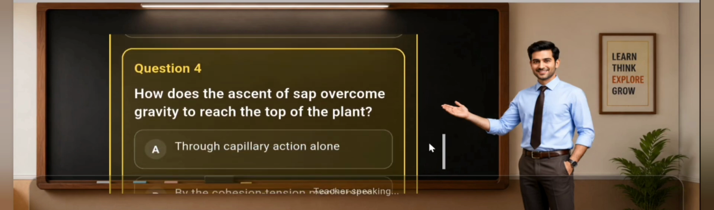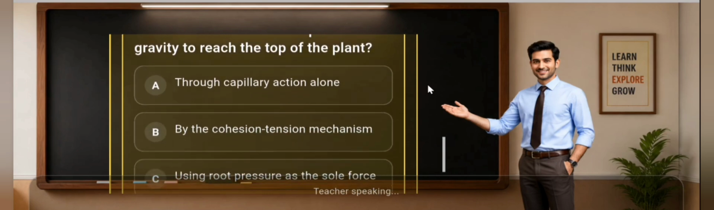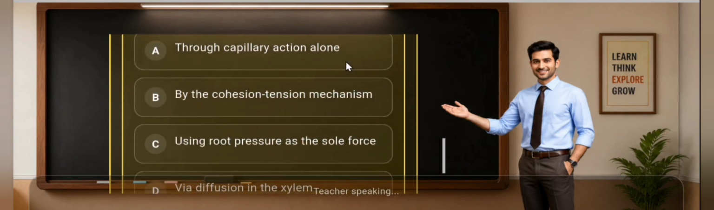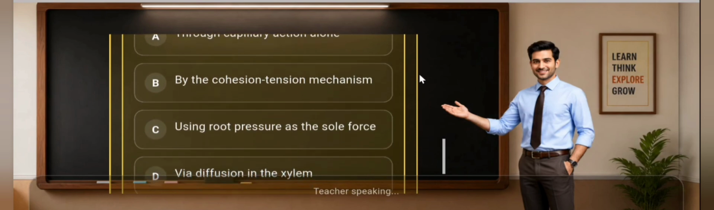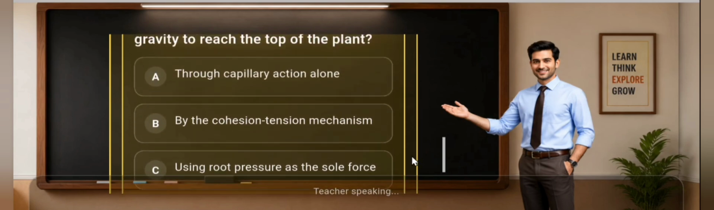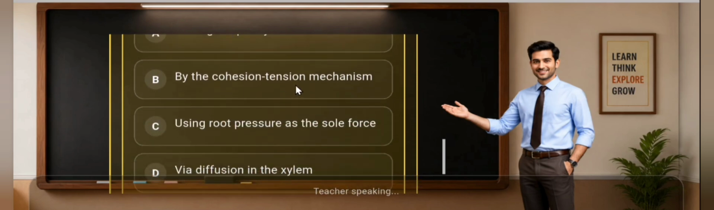Question 4. How does the ascent of sap overcome gravity to reach the top of the plant? Take 5 seconds to think. The options are A. Through capillary action alone, B. By the cohesion tension mechanism, C. Using root pressure as the sole force, D. Via diffusion in the xylem. Now look at the options carefully. The correct answer is option B, which is by the cohesion tension mechanism.